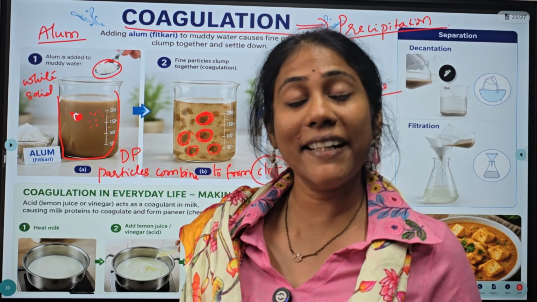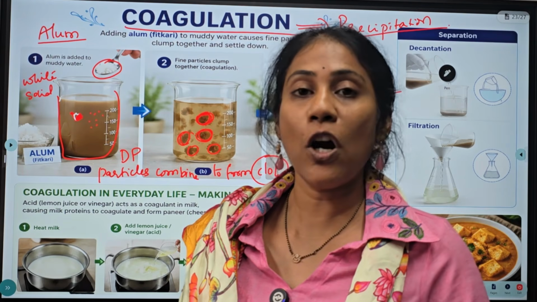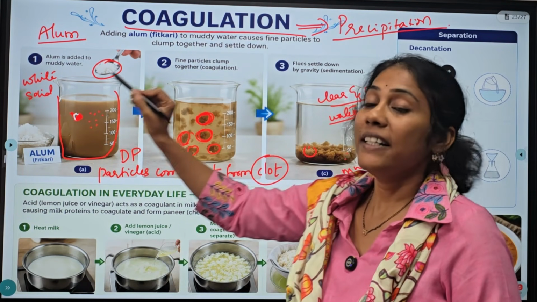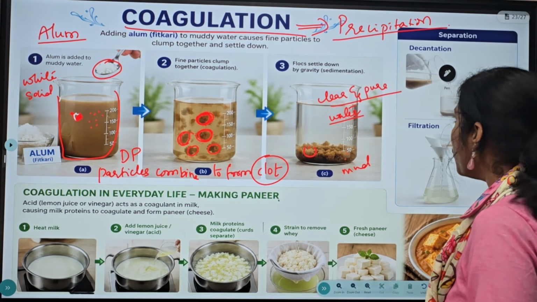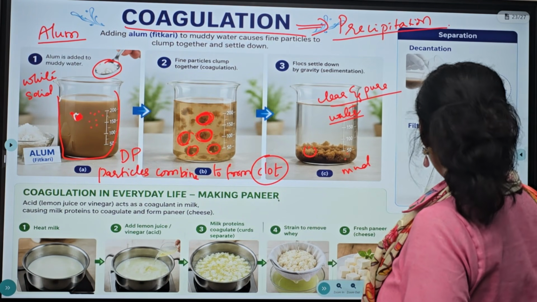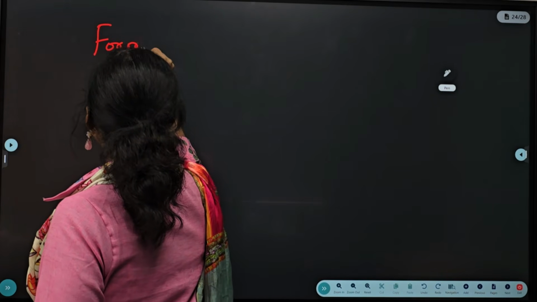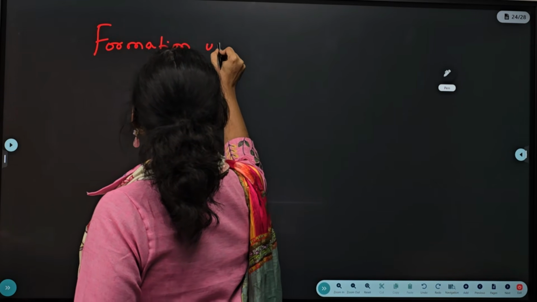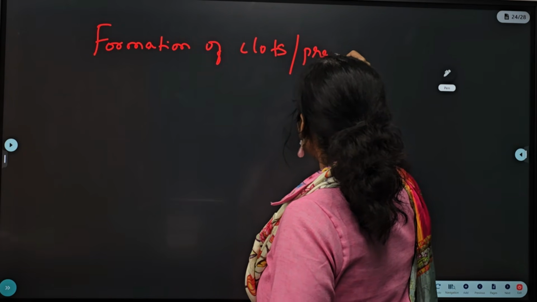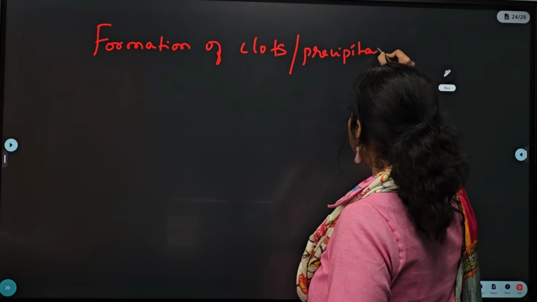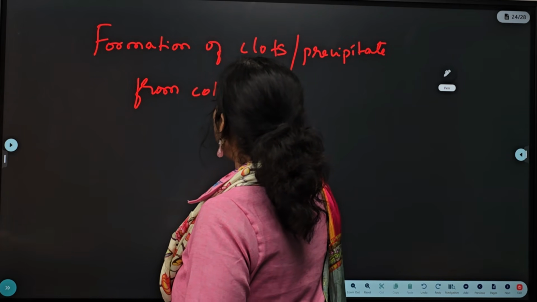So you are separating the components by making clots. Formation of clots in the colloidal solution is called coagulation. So what is the definition you will write here? Let me show it here. Formation of clots, or these clots can also be called precipitates. Formation of clots from colloids.